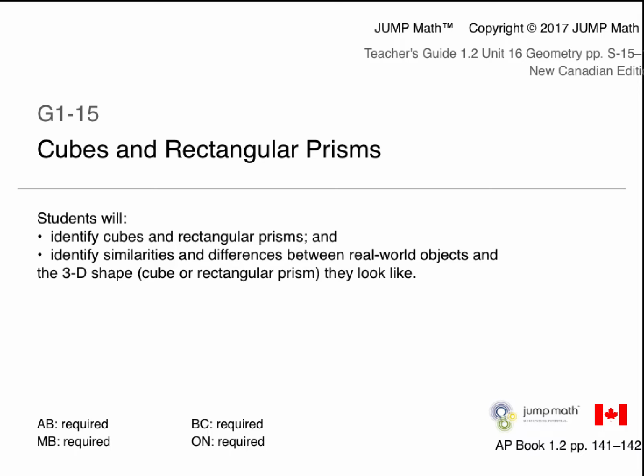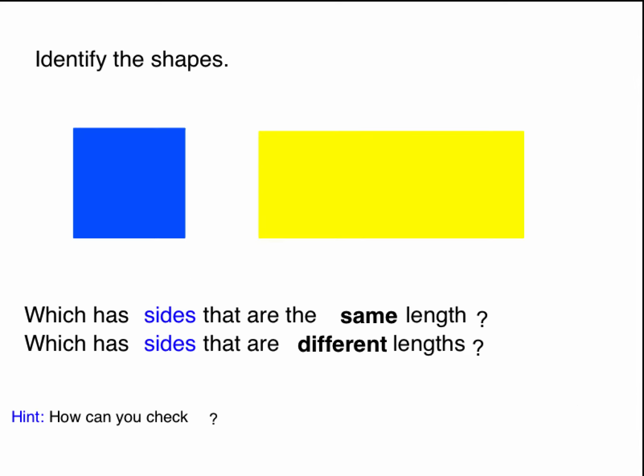Hi, grade 1. In math, we are going to be moving into geometry, and in geometry we are going to be looking at shapes. And that is something that is much easier to do at school because I can give you the shapes to look at, and at home you are going to have to look around and find things that kind of match it. So we're going to start off by talking about cubes and rectangular prisms.